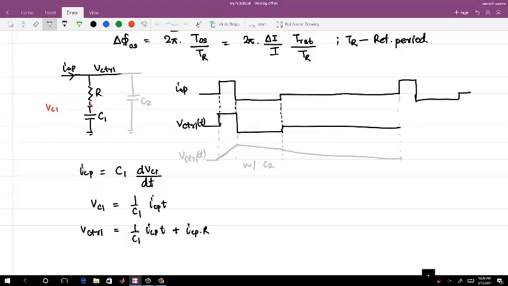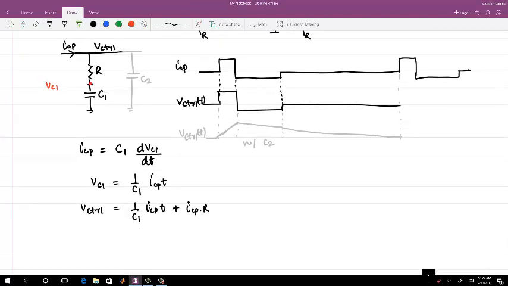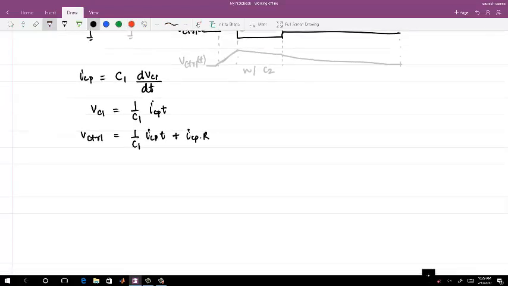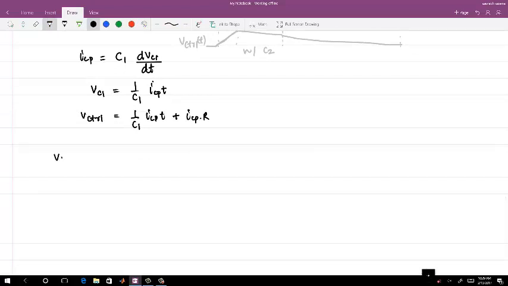Okay, so we will take the effect of that later, but let's just consider we have only R and C1. Because of the resistance here, you have ICP times R ripple, ICP times R. Now let's see what happens at the control voltage, V control.